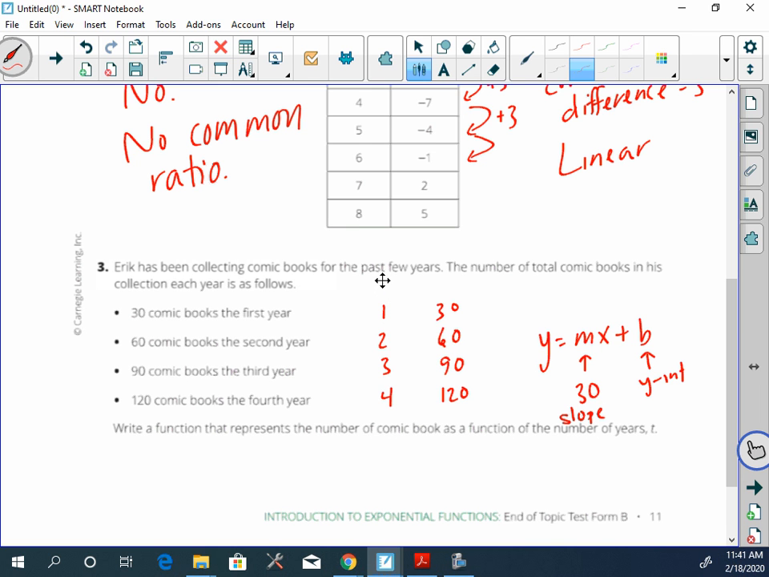You have to go back to here. Okay, the y-intercept happens when our x is 0, so you'd subtract 30 to go back, so this would be 0. So our equation for a function, and it says as the number of years t, so f of t equals 30t is all we'd have there. All right, so that'll get you started.